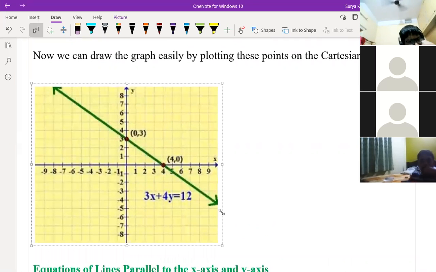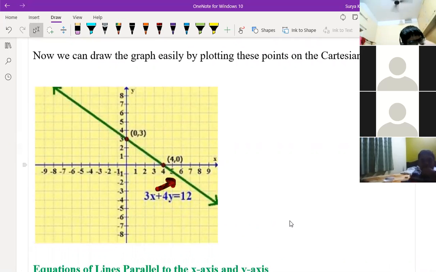So this is the graph for 3x plus 4y is equal to 12, and this is very important: 4 comma 0 is a point, and this is 0 comma 3. All of you get the same answer, children? Yes, sir.